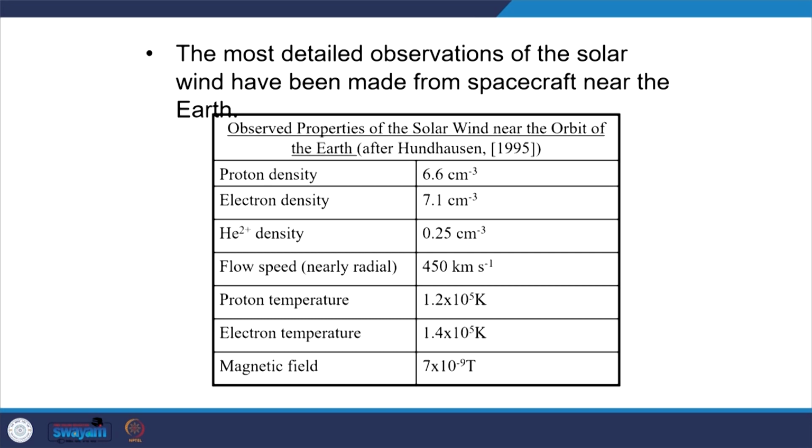The flow speed is nearly radial, which is 450 kilometers per second. So, always remember this is kilometers per second, not meters per second. Proton temperature is 10 to the power of 5 Kelvin, and electron temperature is 1.4 times 10 to the power of 5 Kelvin. So, they are almost the same temperature, but their masses being different, we will try to attribute different velocities, but still they travel in unison.